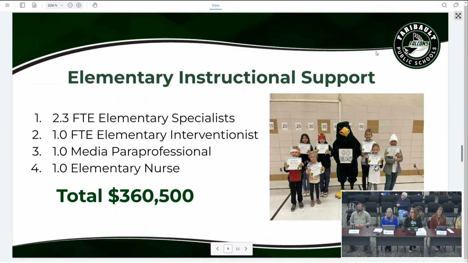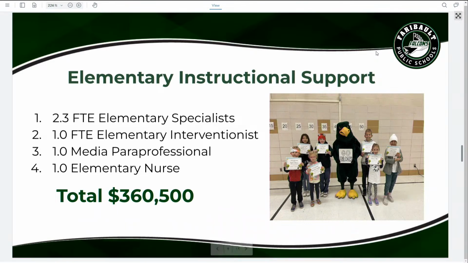The next item is within our elementary instructional support. With that, we have a 2.3 FTE from our elementary specialists, so that includes our STEM and M teachers, art, music, and Phi-Ed across the 3 elementary buildings. Additionally, there's a 1.0 elementary interventionist reduction, a 1.0 media paraprofessional reduction, and a 1.0 nurse from our elementary reduction. That gives us a total savings of $360,500 from our elementary area.